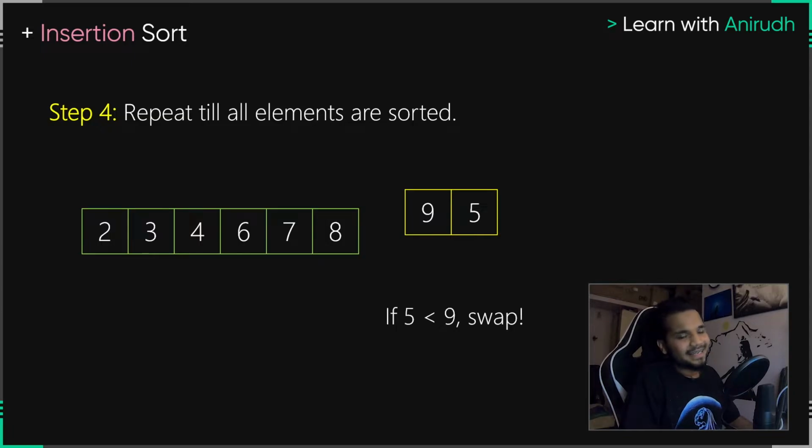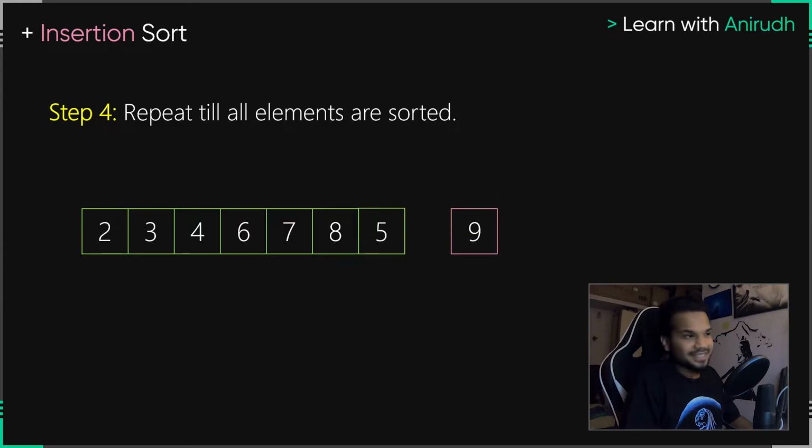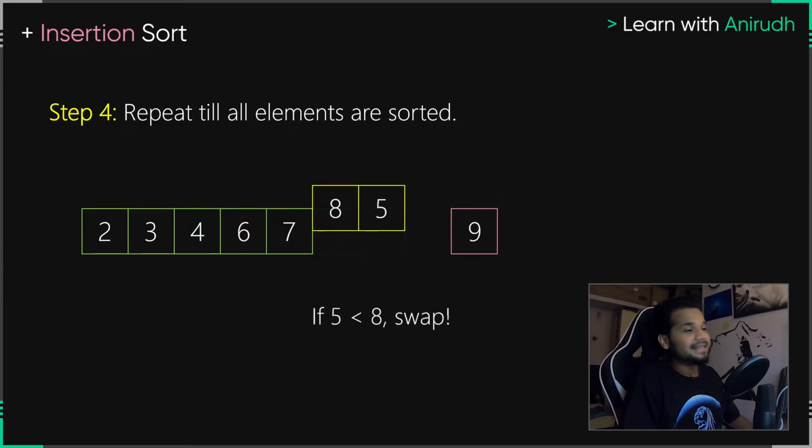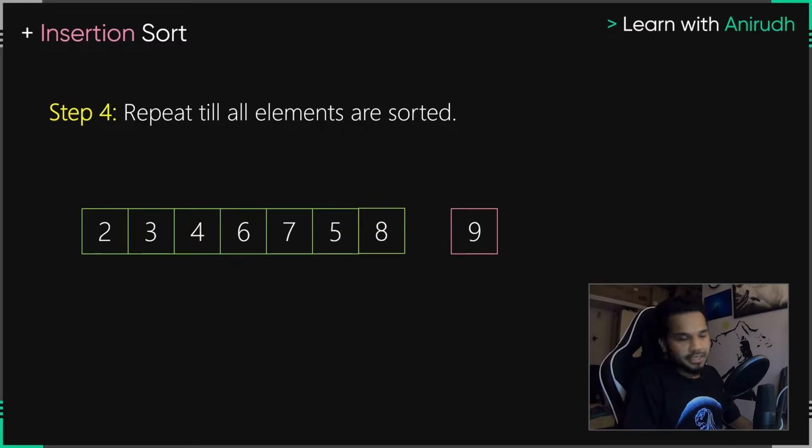Is 5 less than 9? Yes, it is. So swap. As soon as you swap, throw it into the new array. As soon as you threw it, everything got messed up. So you start comparing again. Is 5 less than 8? Yes, it is. Swap. 5 is still not in its final role.